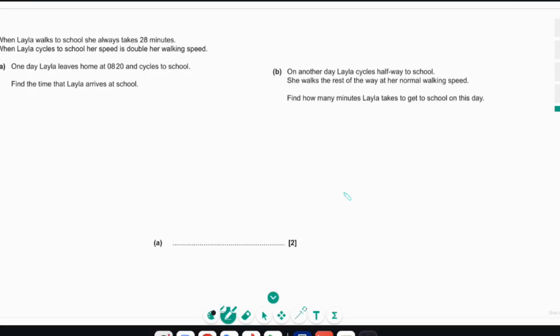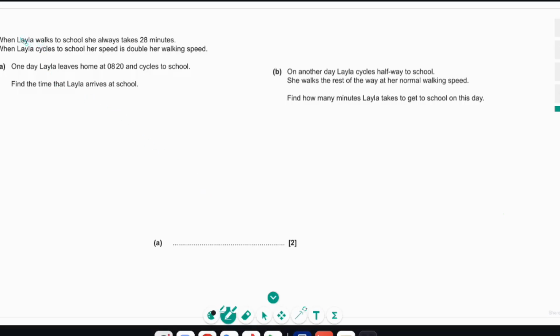Question 9. When Layla walks to school, she always takes 28 minutes. When Layla cycles to school, her speed is double her walking speed. One day, Layla leaves home at 8:20 and cycles to school. Find the time Layla arrives at school.